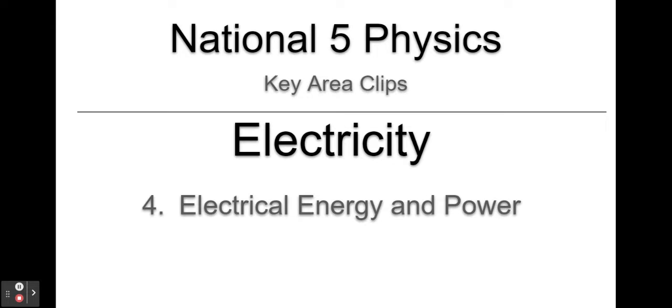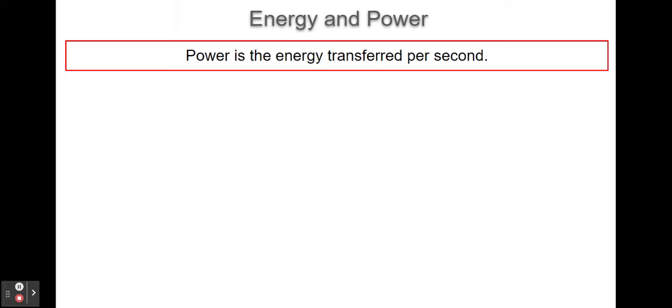Hello there. Today we're going to have a look at the fourth and final key area of the electricity unit at National 5 Physics, electrical energy and power. And we're going to start by defining that power is the energy transferred per second.